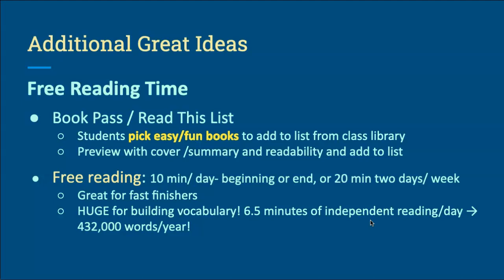And then lastly, free reading time. And this might be the most important thing that I learned here. One of the ideas is to create a book pass where students take a book, look at the cover or the summary, and then decide if that's something that they want to read. They look at the readability level for themselves, and they either add it to their list or they don't. And the goal, we should tell students, is to pick easy and fun books to add to the list from the class library so that they don't feel pressured to try to read something that they are not ready for, and they are not embarrassed to read something that is at their own level. And this will just encourage them to read.